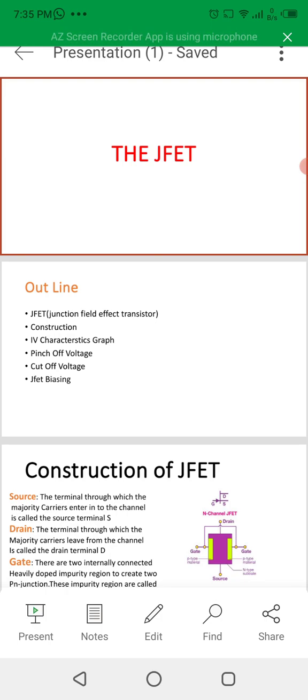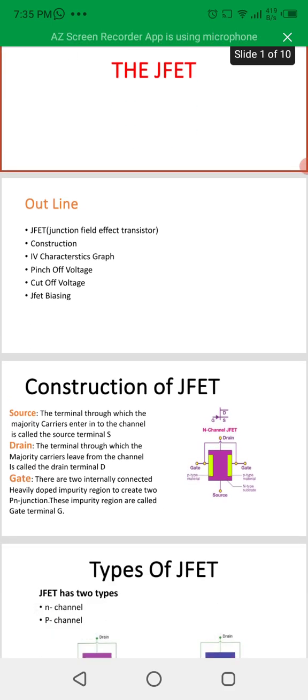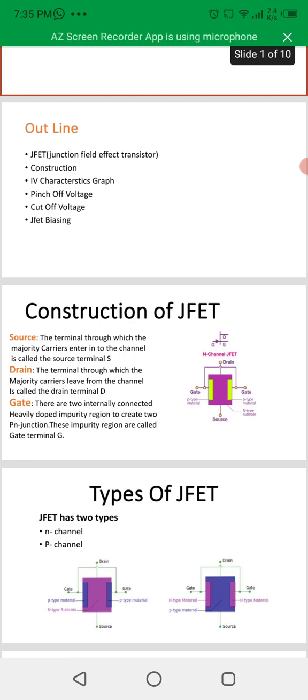There's no DJ FET. This is the JFET. Today we will discuss briefly. Let's start. Firstly, the outline. JFET construction, characteristics graph, pinch-off voltage, cutoff voltage, and JFET biasing.